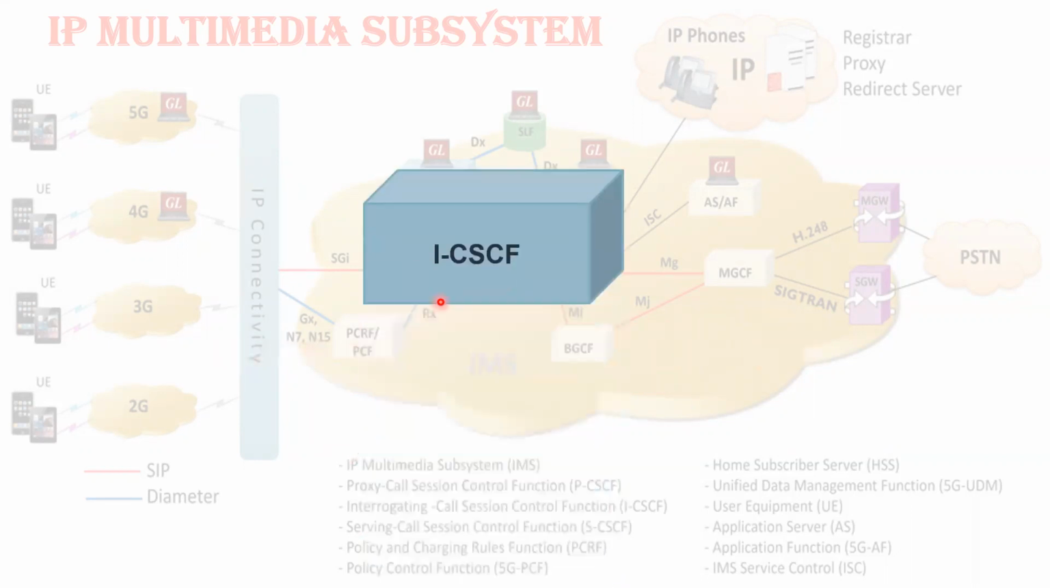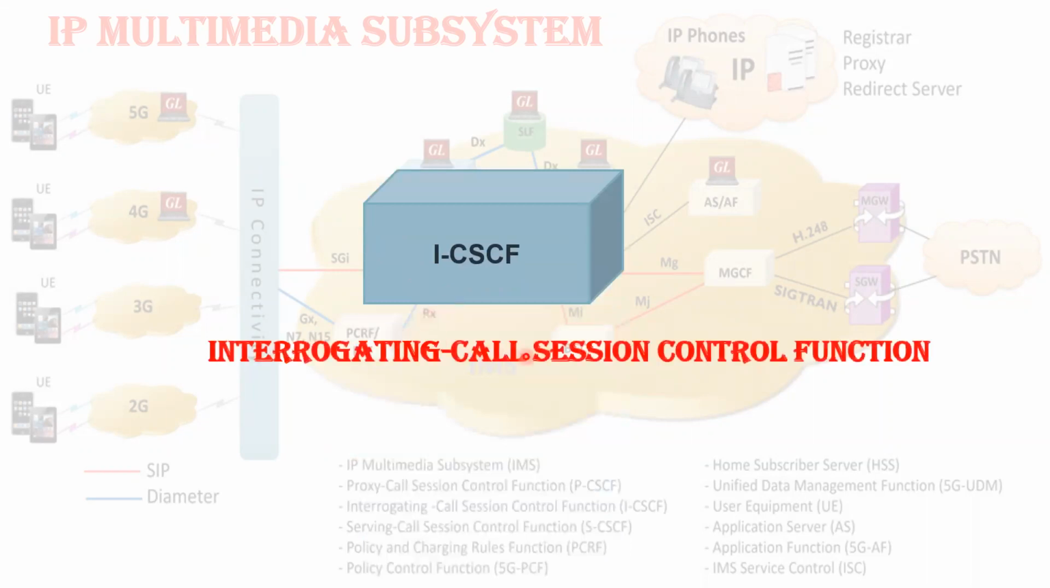The ICSCF, or Interrogating Call Session Control Function, is responsible for routing the calls to the correct SCSCF. It acts as a central point for call routing within the IMS network.